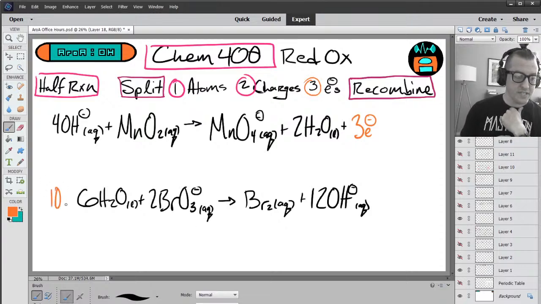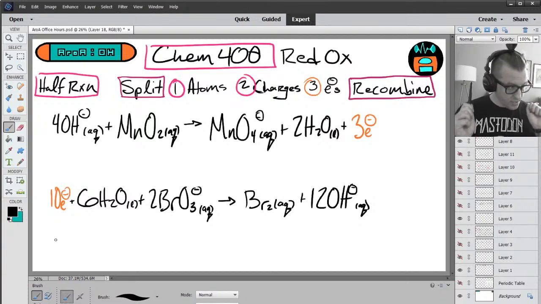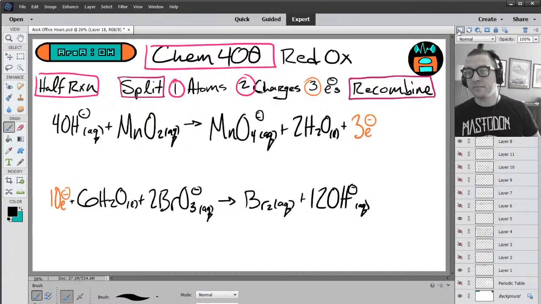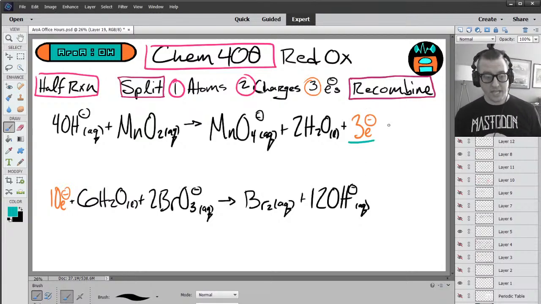Because we also have 10 electrons on the reactant side of this half reaction. Now, to balance electrons, we need the number of electrons being produced by the oxidation half reaction to equal the number of electrons being consumed.